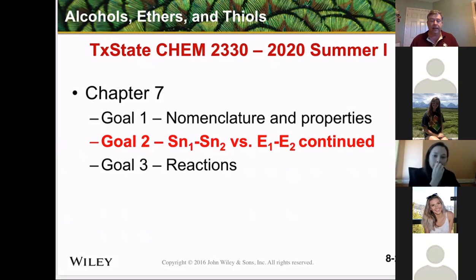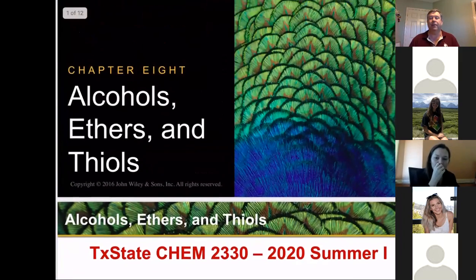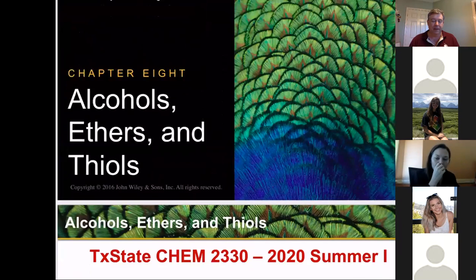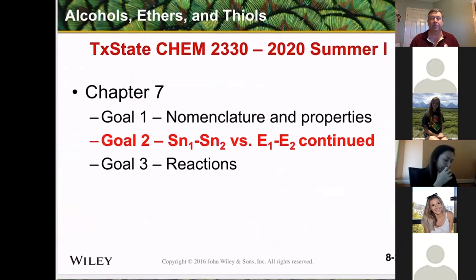I copied and pasted chapter 7 wrong. This is chapter 8, alcohols and ethers, but it does say chapter 7 goals, but this is really chapter 8. We learned about SN1, SN2, E1, E2 in the last chapter, but we actually can make alcohols and dehydrate alcohols to make elimination products and substitution products, which is why we're introducing them again here. We're reinforcing what we learned in the alkyl halides to give us our SN1, SN2 versus E1, E2, okay?